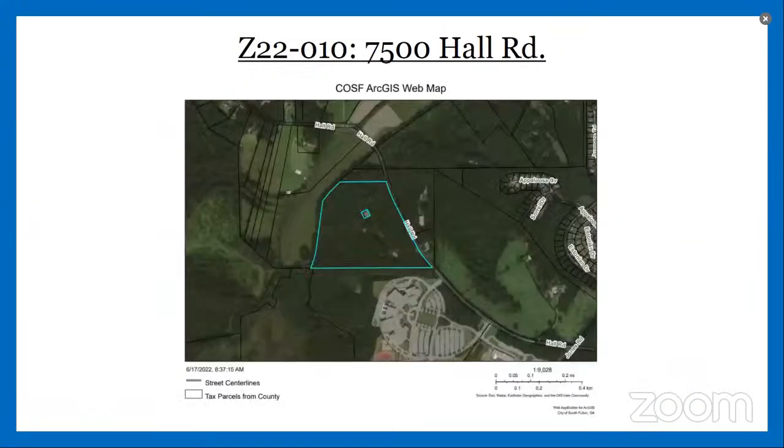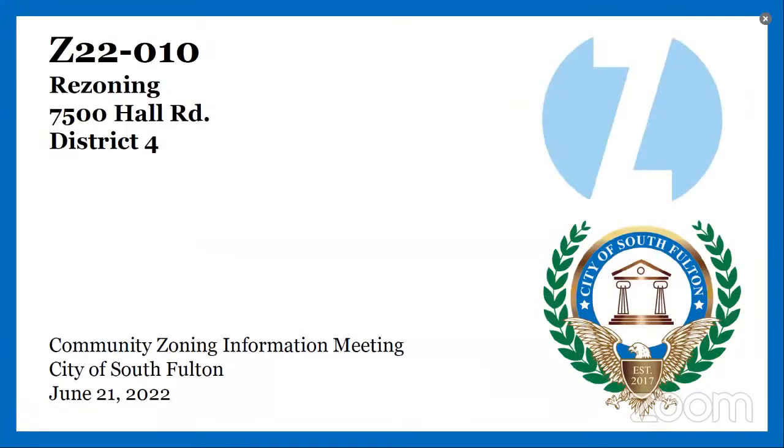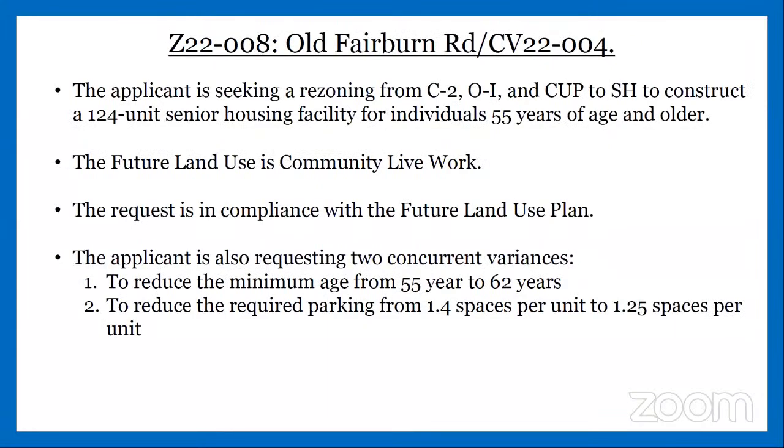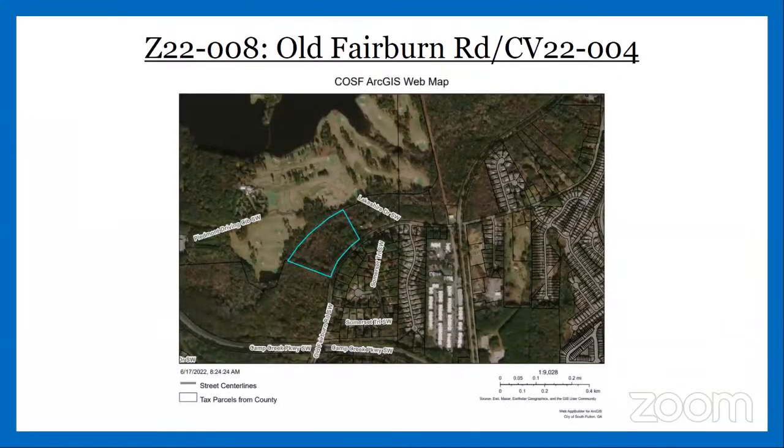I had a site plan for that one. I can bring up the site plan later. Basically, it's one single building with two entrances, and it's going to have 124 units. It has a stream and they're planning to stay out of the stream buffer. They're also planning to include maybe some walking trails. And that's it for this presentation.